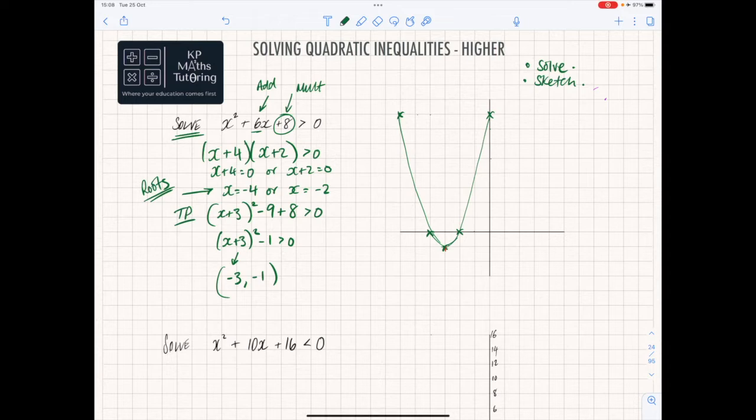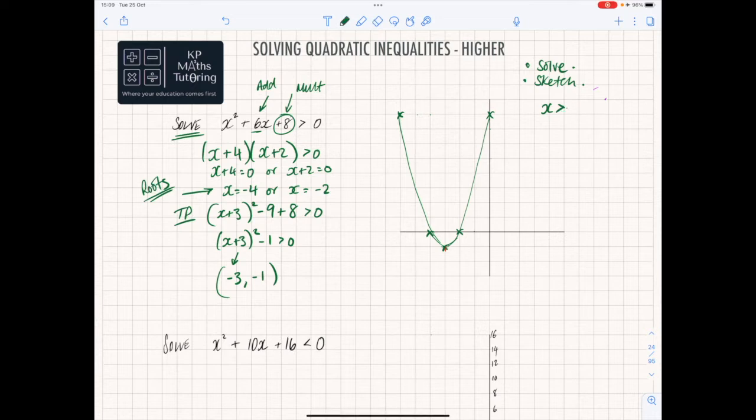What you now need to figure out is what our notation will look like. When you are solving a quadratic inequality, your notation is going to look like this. It's either going to be x is greater than or equal to, or less than or equal to. So it'll either be this sign, or this sign, or that sign, or that sign, depending on what the question's saying.